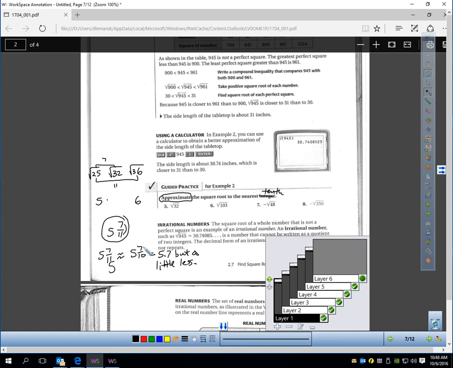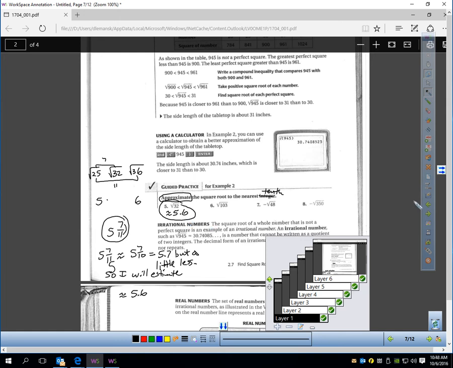7/11ths would be a little bit less than 7/10. So if I want a little less, instead of 5.7, I'm going to estimate this at about 5.6. If you want to check how close I was, take your calculator, take the square root of 32. I bet you I'm pretty darn close. 5.6 is probably a pretty good estimate.